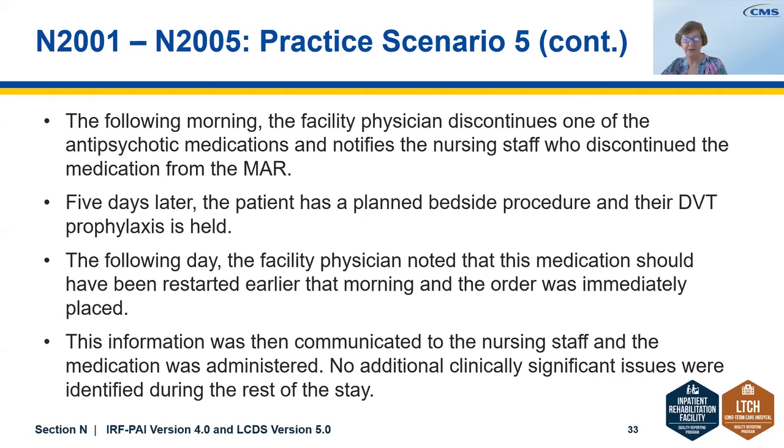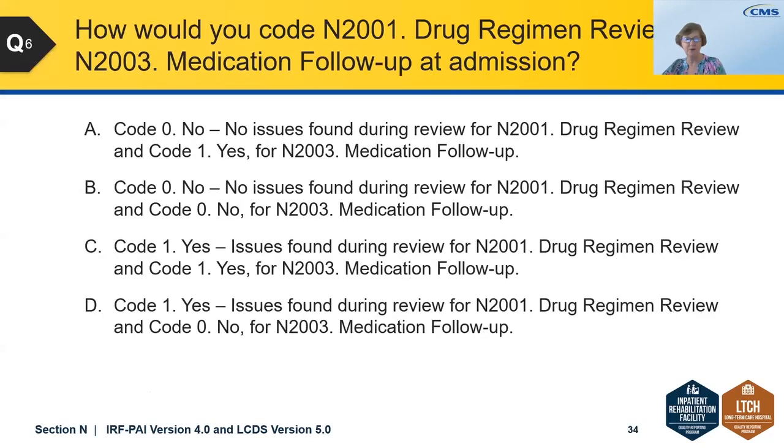The following day, the facility physician noted that this medication should have been restarted earlier that morning, and the order was immediately placed. This information was then communicated to the nursing staff, and the medication was administered. No additional clinically significant issues were identified during the rest of the stay. So we'll move to our first poll question. How would you code N2001, drug regimen review, and N2003, medication follow-up?